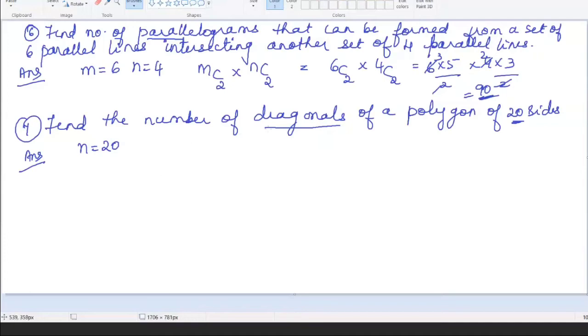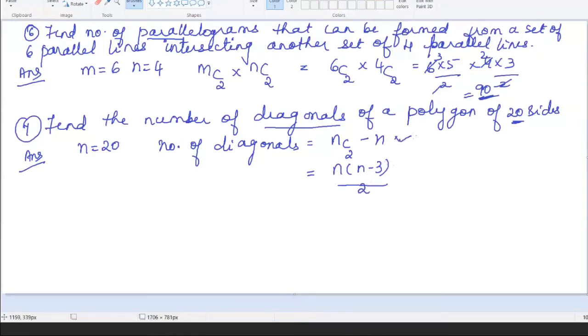What was the formula? Number of diagonals. So write the formula: number of diagonals is equal to nC2 minus n. There was another shortcut formula I have told you. What was that? Directly, without writing this step, you can go to this step also: n into n minus 3 by 2. Okay, so it is left up to you. If you are writing this also, no problem. You are getting the same answer.